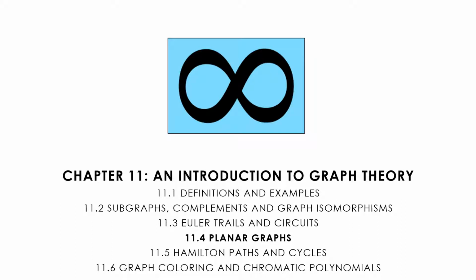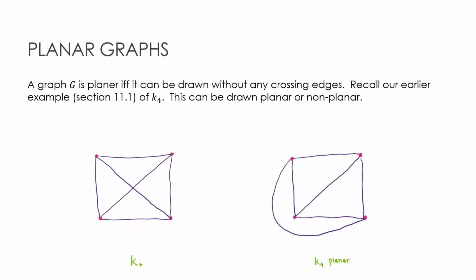Let's continue our study of Chapter 11, talking about planar graphs. If you'll recall from lesson 11.1, we did talk a little bit about planar graphs, and we said a graph is planar if it can be drawn without any crossing edges. So when we did this, we looked at a complete graph of K1, and obviously that's planar.